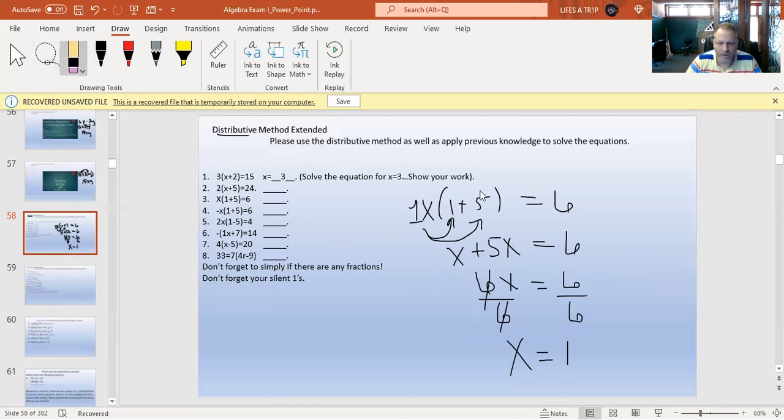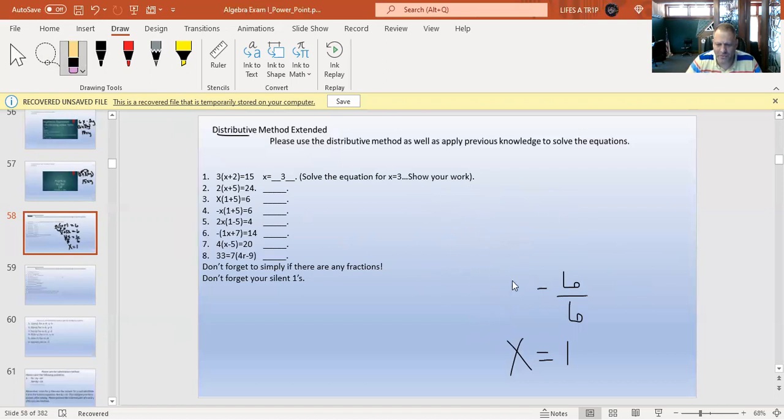All right, number 4 is exactly the same as number 3, except I put the negative sign in front of the x. Negative x times 1 plus 5 equals 6.